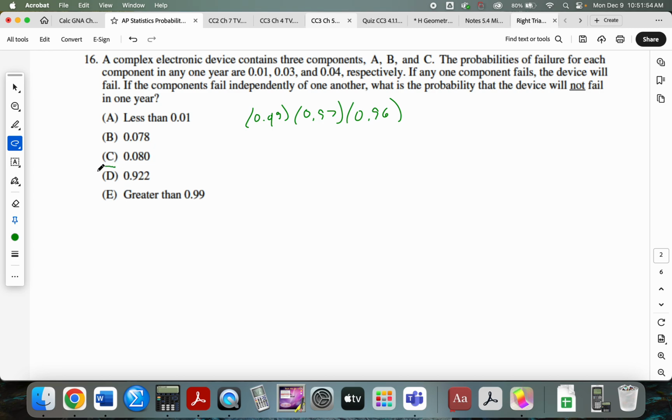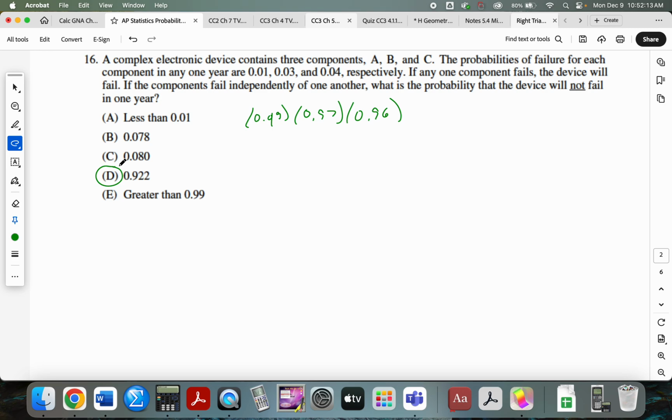So because it's asking for the probability that it won't fail, we just multiply all the probabilities that they won't fail together. Because we don't want any of them to fail. Yeah, it's so simple when you just put it out like that. Just the problem makes it confusing. It can.